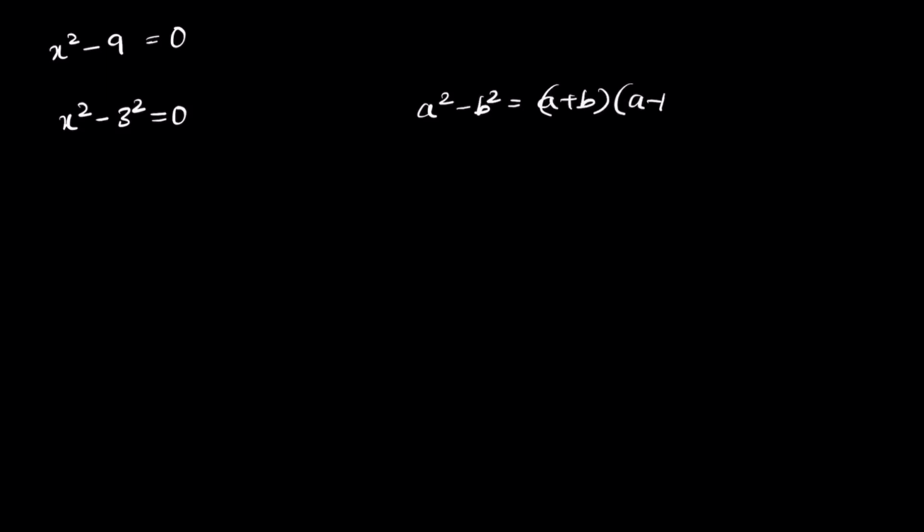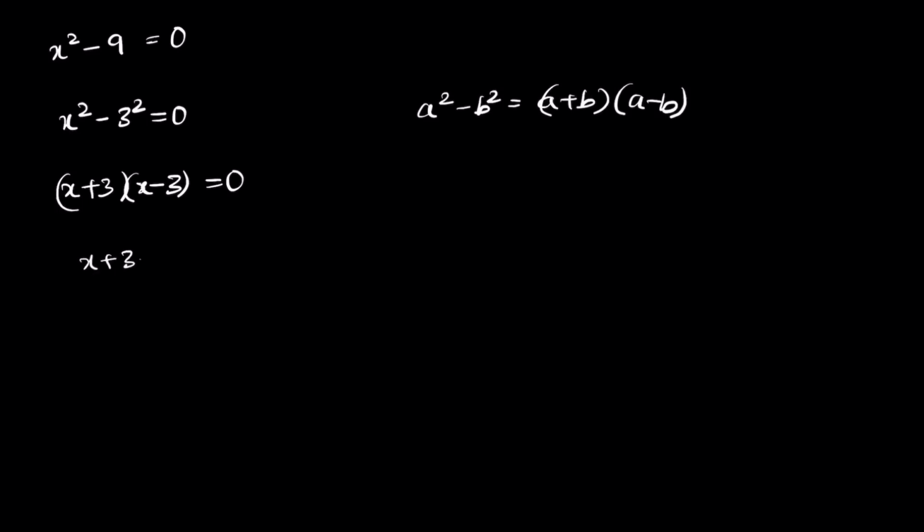Next, let's try another type of problems, which is squared problems. For example, let's say I have x square minus 9 equal to 0. So x square minus 9 can also be written as x square minus 3 square equal to 0. So the formula is of the format a square minus b square, which can be written as a plus b times a minus b. So which can be written as x plus 3 times x minus 3 equals 0.